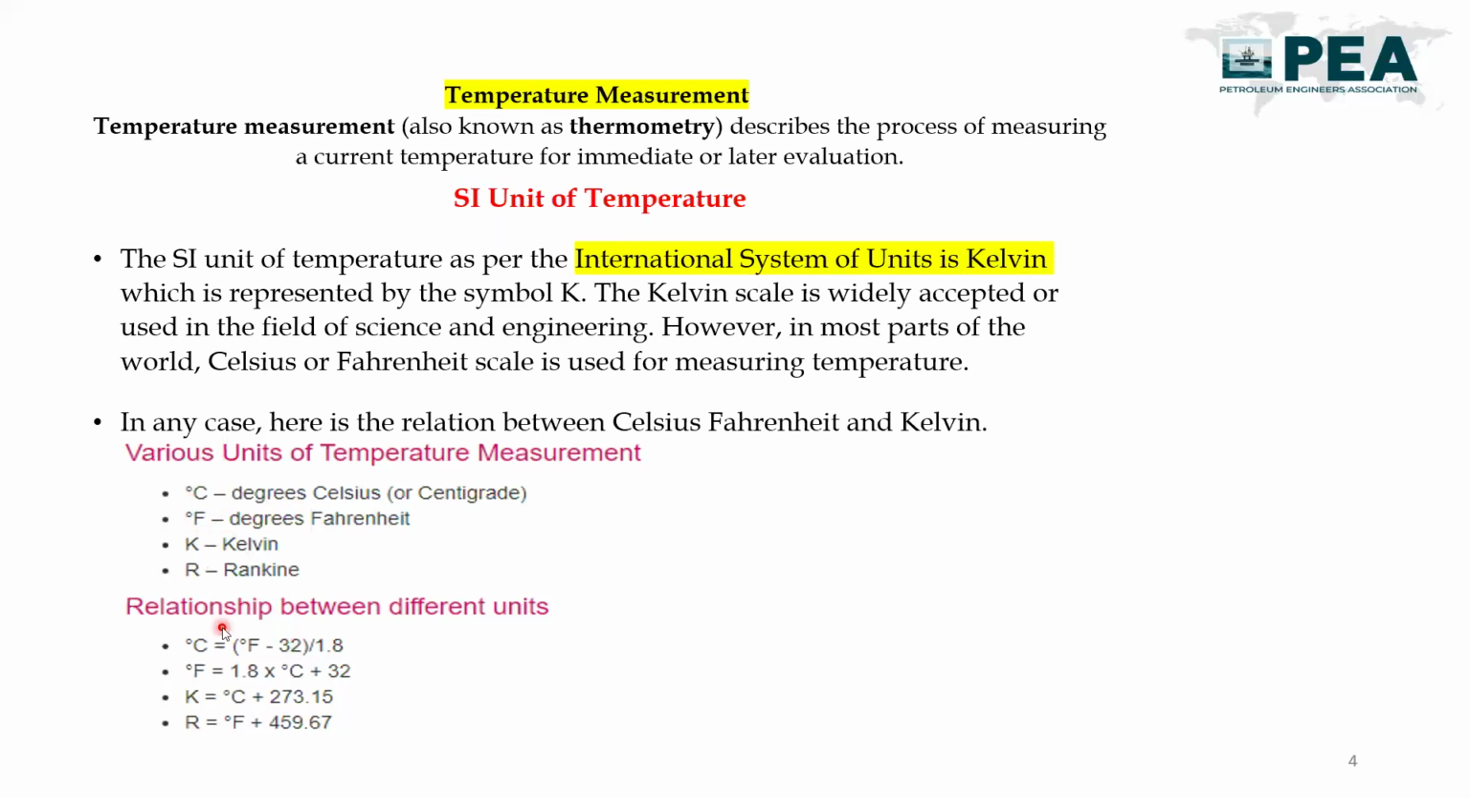Sometimes what happens is that we have some process parameter in degree Celsius, but we have to mention our temperature in degree Fahrenheit. In that case, we have to convert degree Celsius into degree Fahrenheit. There are relationships between the different units of temperature through which we can convert the temperature value from one unit to another. These are some basic information about temperature.